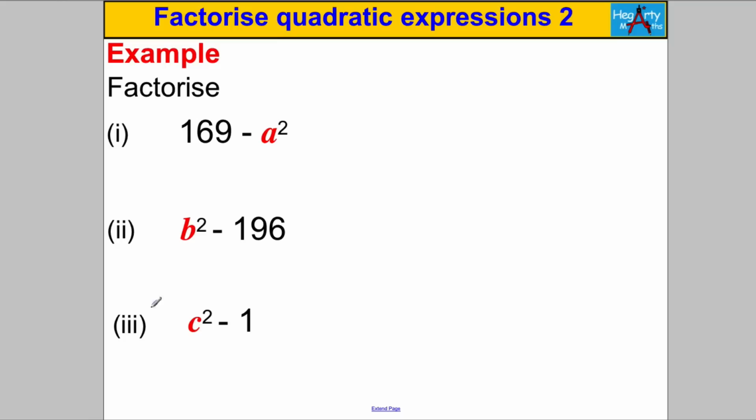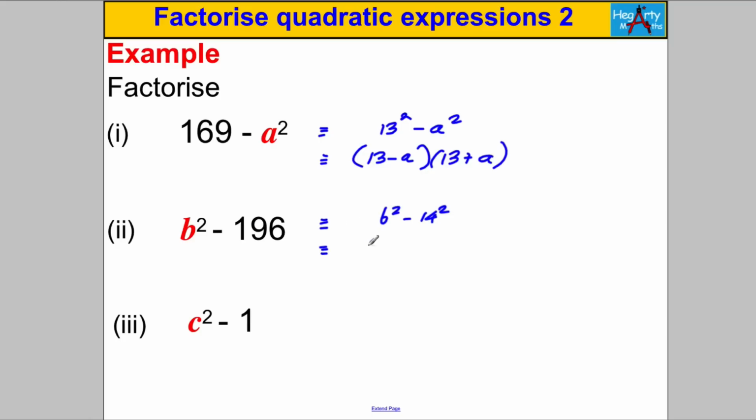Well, I just wanted to show you it didn't have to always be x, it could be other pieces of algebra, a, b and c here. Now you should know 169 is a square number. It is 13 squared, so this is 13 squared take away a squared, a difference of 2 squares, so we could factorise that as 13 subtract a, 13 add a. Simple as that. Next one, 196 is 14 squared, so this is b squared take away 14 squared, and knowing your difference of 2 squares, this must be b subtract 14, b add 14. And the last one, well, 1 is 1 squared, so we could think of that as c squared take away 1 squared, which will factorise as c take away 1, c add 1. Simple as that.